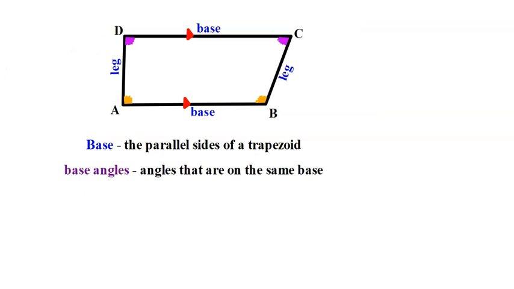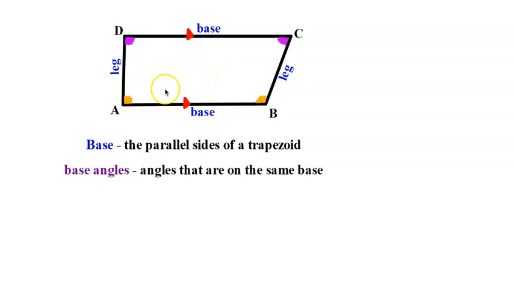So, a couple of things, little definitional stuff. Trapezoids have two bases. Those are the parallel sides. We call those the bases. So that would be side DC and side AB. Those are the bases because they're parallel to each other. The legs are the sides that are not the base. Those are the sides that connect the bases. They are not parallel to each other.